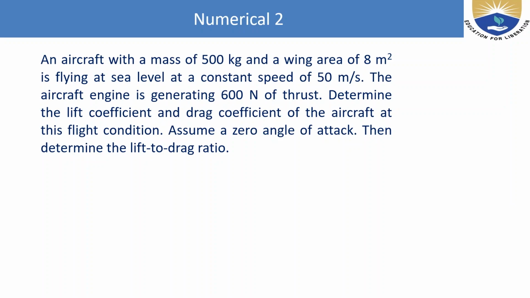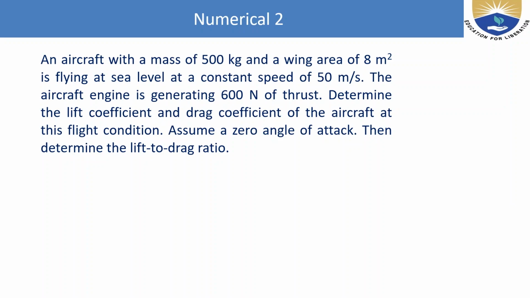Now I will go for problem number 2. An aircraft with a mass of 500 kg and a wing area of 8 meter square is flying at sea level at a constant speed of 50 meter per second. The aircraft engine is generating 600 Newton of thrust. Determine the lift coefficient and the drag coefficient for this flight, assuming zero angle of attack, and then determine the lift to drag ratio.